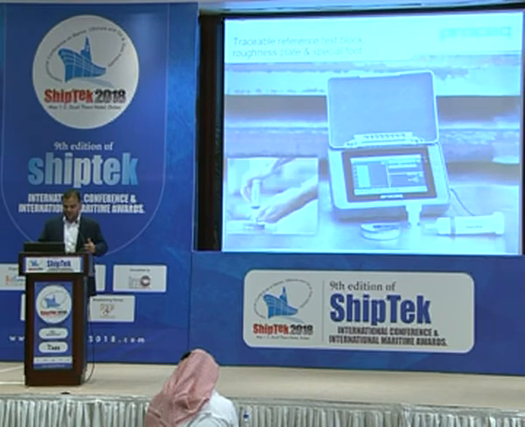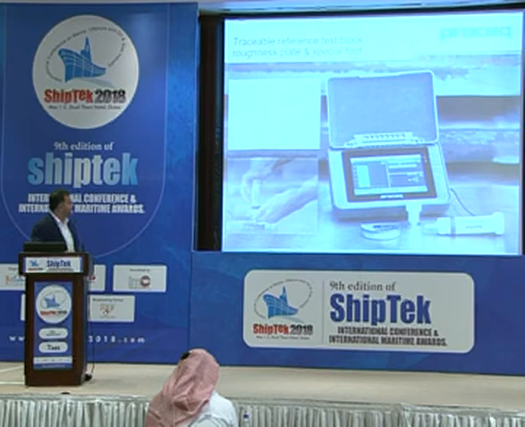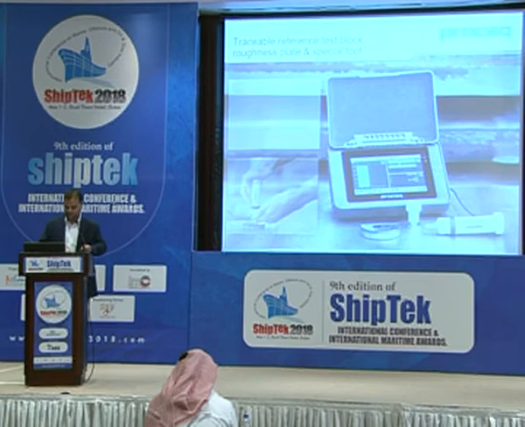Traceable reference test block, roughness plate, and the special foot. So this is where there is a traceable reference test block supplied as a standard to verify the calibration of the device on site. Basically a roughness comparator plate also supplied as a standard, and a universal foot to test the tubes as well as the flat samples.